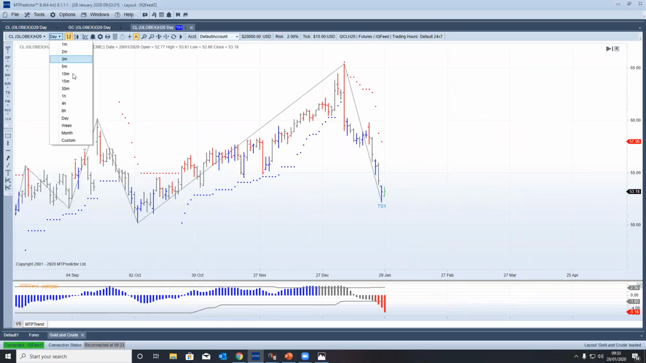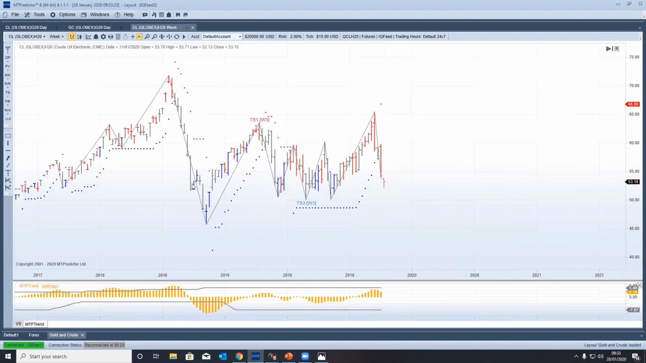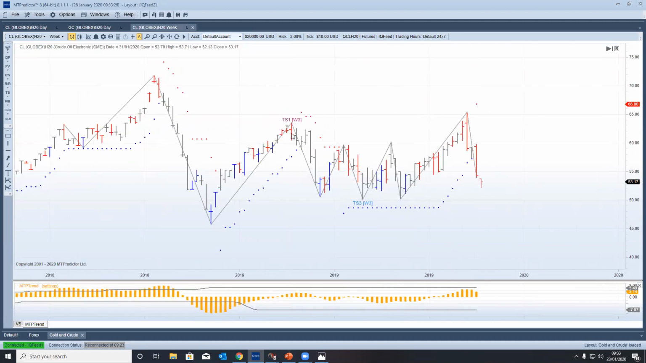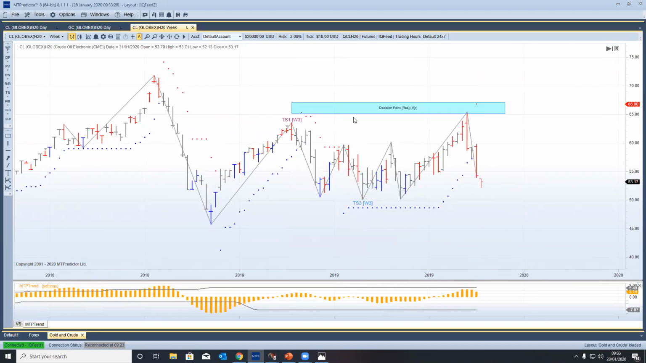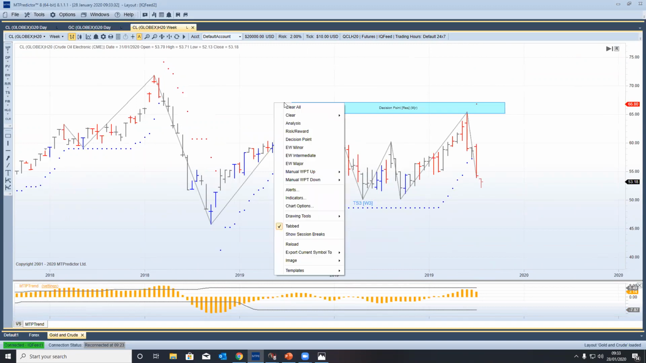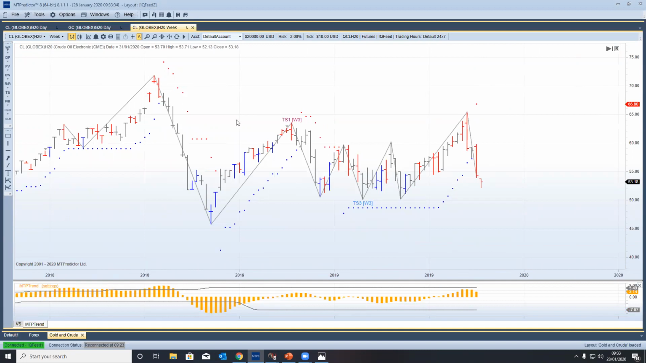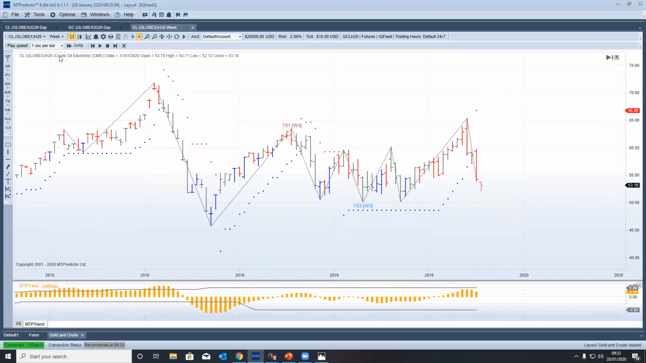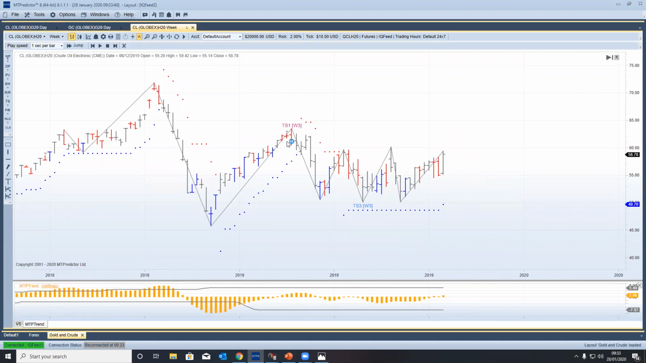Let's go out to the higher time frame chart, weekly. There's the DP from the previous high. Do you see what I did there? Let's go back in time on crude. Let's go back a bit. If we go back a few weeks, there's the previous high. So I'll right mouse click, I'll do decision point. That gives you an area of resistance. This is on the weekly chart.